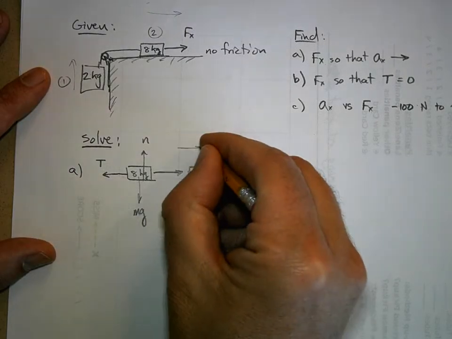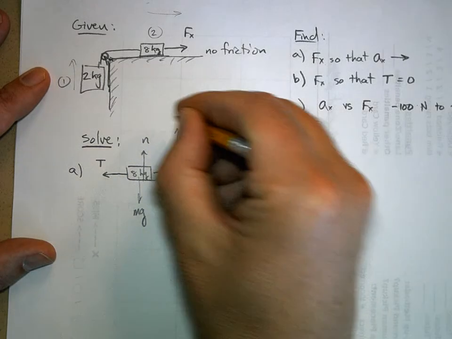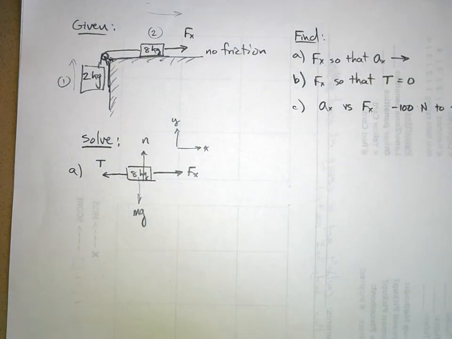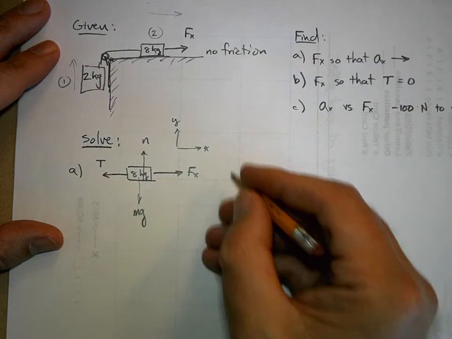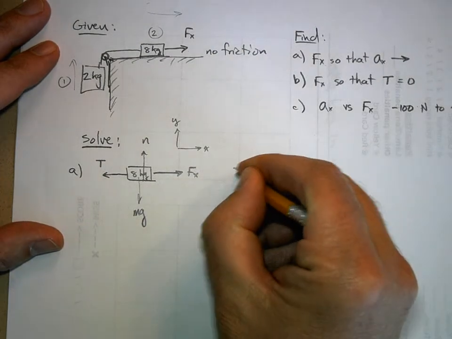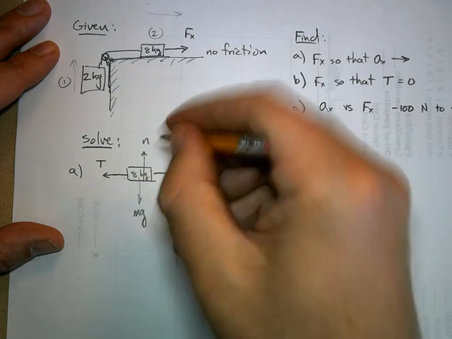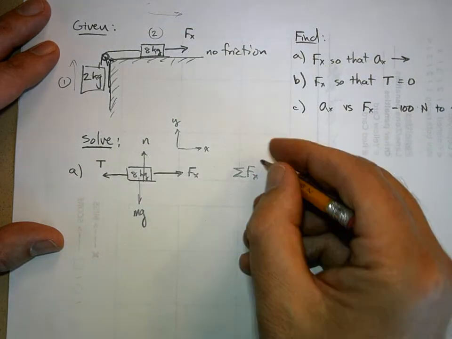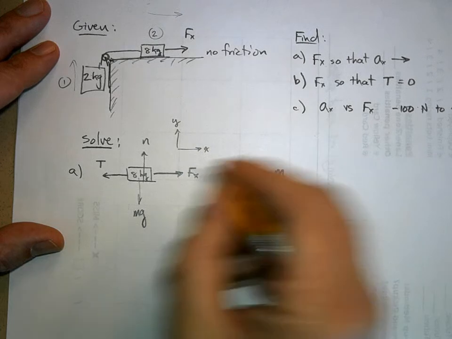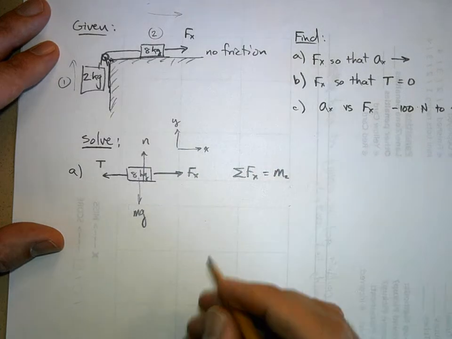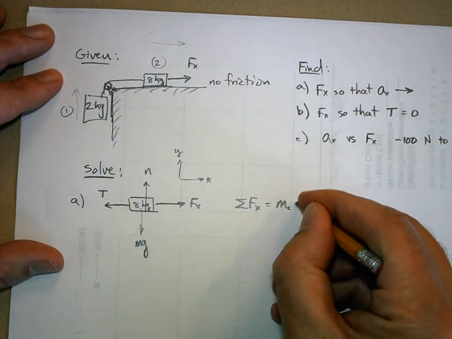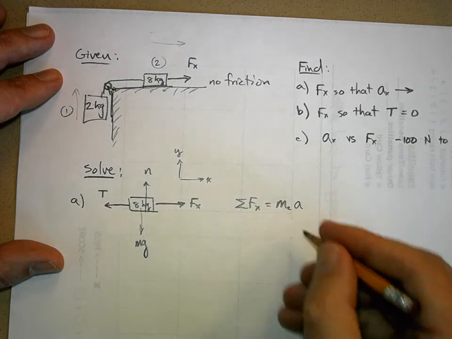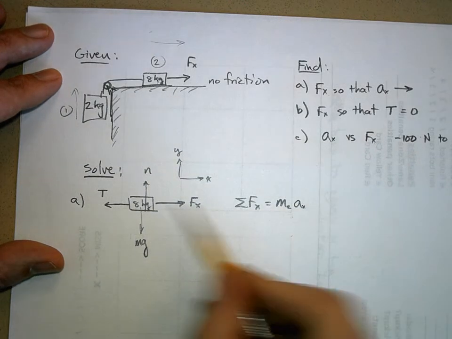Now I'm going to call this the x direction, and this is going to be the y direction. And so let's go to the next step where we sum the forces in the x direction. I'm not even going to bother with the y direction on this one. And that's going to be equal to the mass of that object, m sub 2, because I called this object 2, times its acceleration. Okay, well, we're making progress here because this acceleration will be in the x direction.